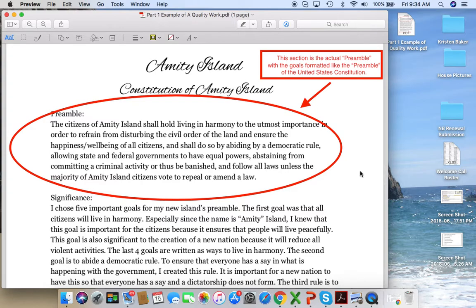U.S. Constitution. So the citizens of Amity Island shall hold living in harmony to the utmost importance in order to refrain from disturbing the civil order of the land and ensure the happiness and well-being of all citizens, and shall do so by abiding by a democratic rule, allowing state and federal governments to have equal powers, abstaining from committing a criminal activity or thus be banished, and follow all laws unless the majority of Amity citizens vote to repeal or amend a law. So her preamble stated the goals, and it was in sort of a poetic format.